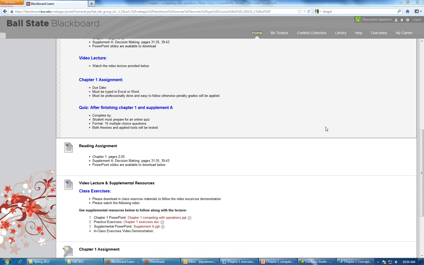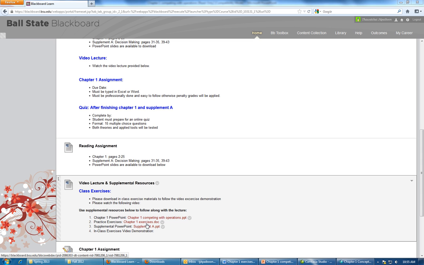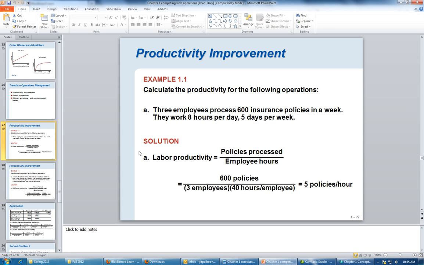Second part of chapter 1 is regarding the exercises. We will use the chapter 1 exercise document to follow, so please make sure you open it or print it out to get ready. We will also use the PowerPoint under supplement A.ppt.